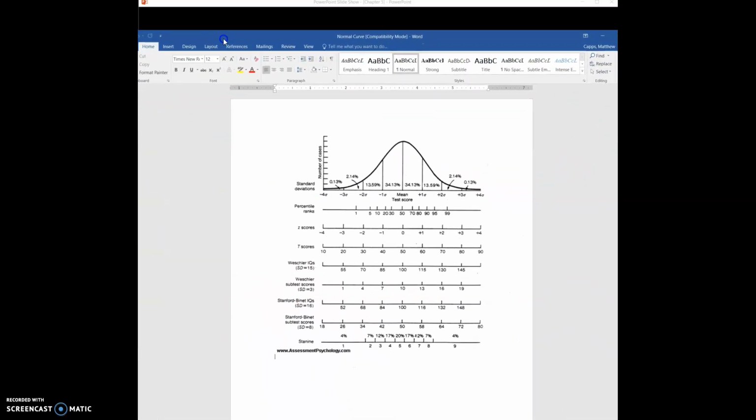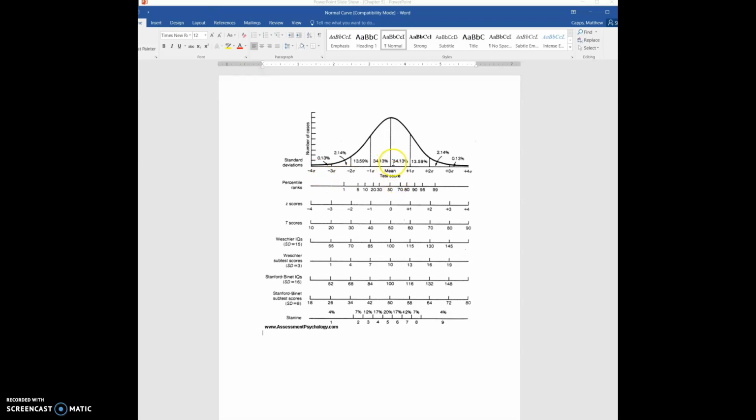So let's make sure we understand how this works. The mean score of 100 is right here. So of all the people that are scored in the world on an IQ test, 50% of them will be above the mean, 50% of them will be below the mean. The IQ scores are divided by standard deviations. The standard deviation for an IQ is 15 points. So one standard deviation above the mean right here is 115. One standard deviation below the mean right here is 85.